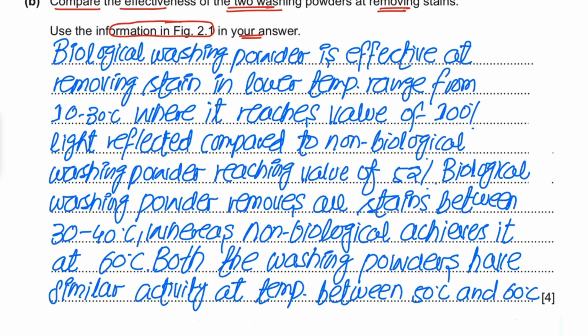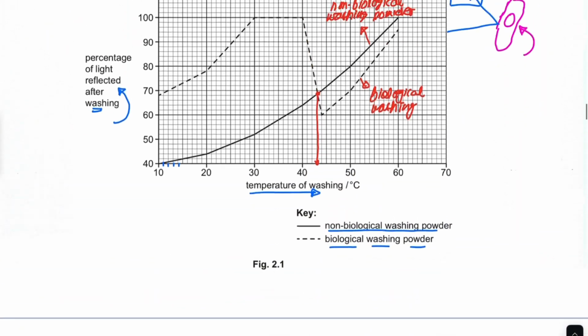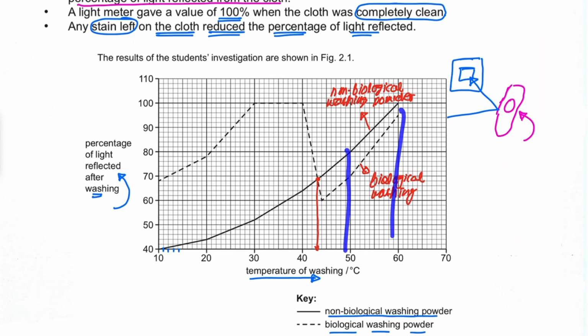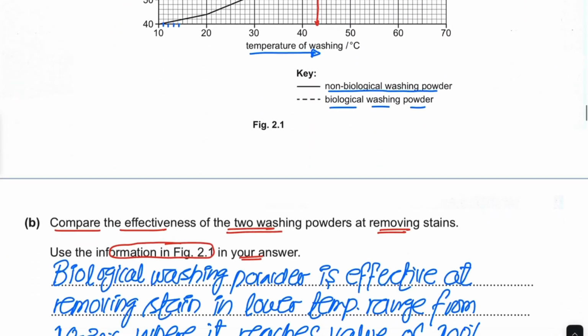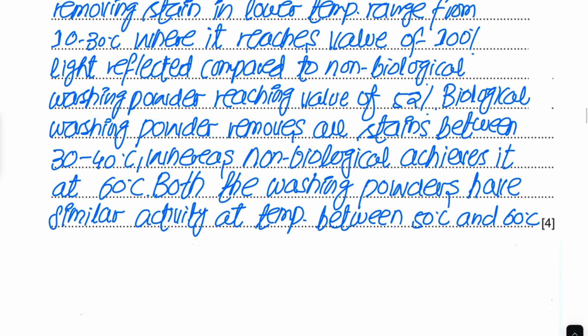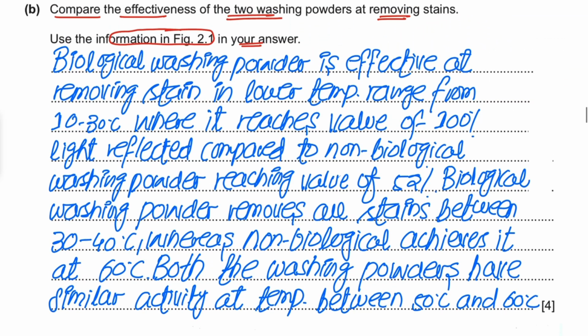If we talk about the biological washing powder, it removes the stains between 30 to 40, whereas the non-biological washing powder achieves it at a higher temperature of 60 degrees centigrade. But as we have seen above, between 50 and 60 degrees centigrade we don't see much difference. So we would quote that both washing powders, no matter biological or non-biological, have similar activity at temperatures between 50 to 60 degrees centigrade. If you have written an answer like this, the total mark you would have scored would be 4.